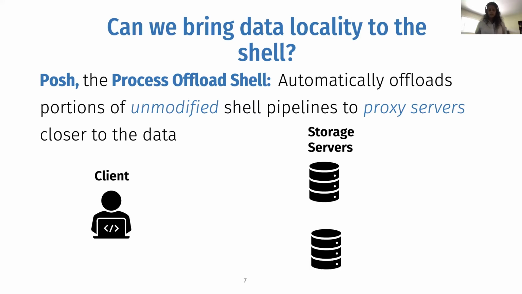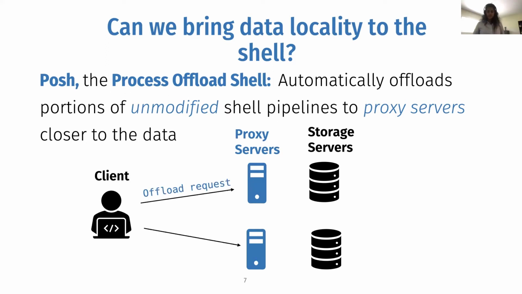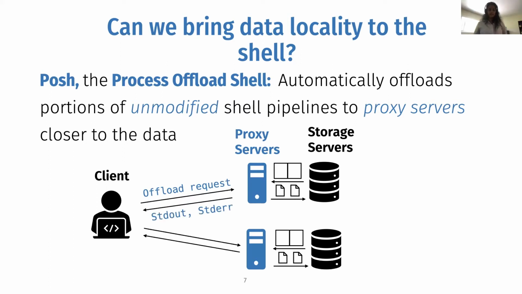Consider the client from before, trying to run shell applications that access data stored remotely. We propose inserting proxy servers associated with each NFS mount that is closer to the data than the client. These proxies can run on the storage servers themselves or just nearby. POSH decides how to split pipelines into portions that execute locally and on proxies. Here, it'll try to offload commands to run at the proxies, which will execute these commands on behalf of the client and just send back any necessary output to the client, like standard out or standard error. This prevents lots of unnecessary data movement.